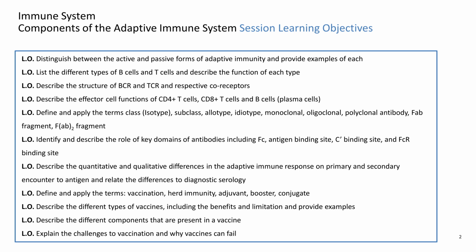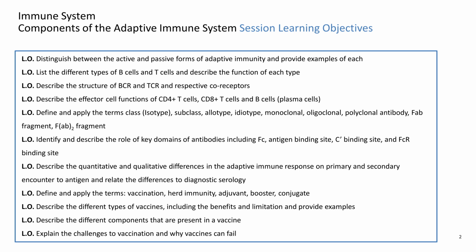The following learning objectives are: distinguish between the active and passive forms of adaptive immunity and provide examples of each. We'll list the different types of B cells and T cells and describe the function of each type. We'll describe the structure of BCRs, TCRs, and respective co-receptors. We'll describe the effector cell functions of CD4 T cells, CD8 T cells, and B cells.